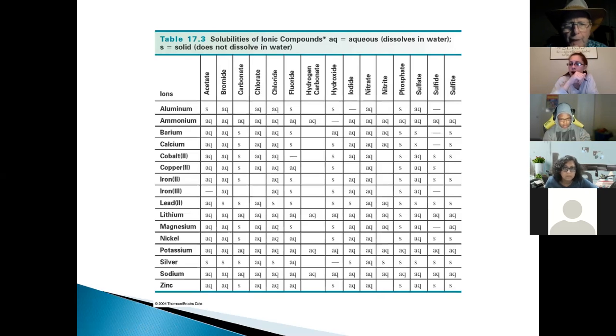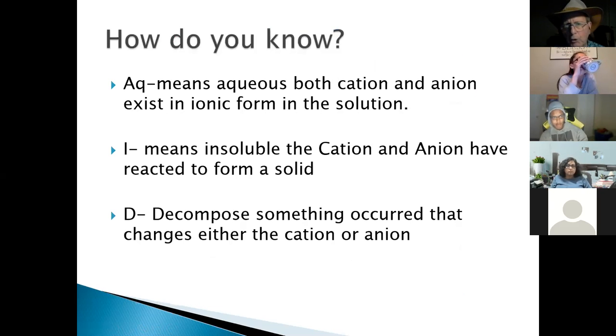If I do copper 2 and fluoride, take my fluoride down to where copper 2 is, that is aqueous. If I happen to form that compound, that would exist as ions in solution. Are you understanding how a solubility chart works? We good with that? Yeah, it seems pretty straightforward. Aqueous, AQ, means both the cation and anion exist in ionic form in solution. S means it's insoluble. They've reacted to form a solid. D means it decomposes, something other than changing into a cation or anion occurred.